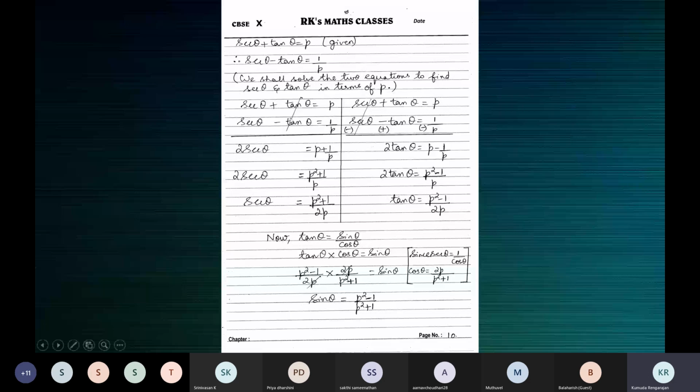Okay, now this one, how to remember this? You must say that, see, there is one equation, secant theta plus tan theta is p. So let me find another one, secant theta minus tan theta. Because again, I told you, when you're given secant theta plus tan theta, you can find secant theta minus tan theta. So we're going to solve these two equations, like we have two equations in x and y. First I add, then I subtract, or first you subtract and then you add. So that will give you secant and tan. And we know that tan is sine by cos. So substitute there and find sine theta.